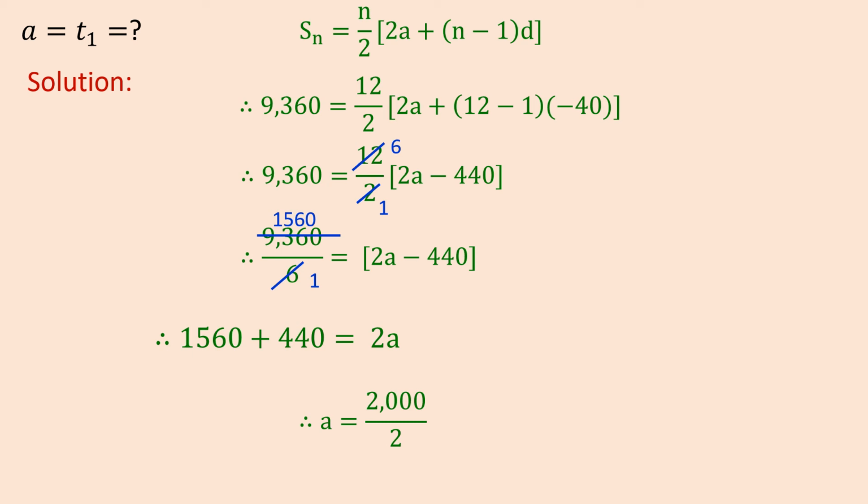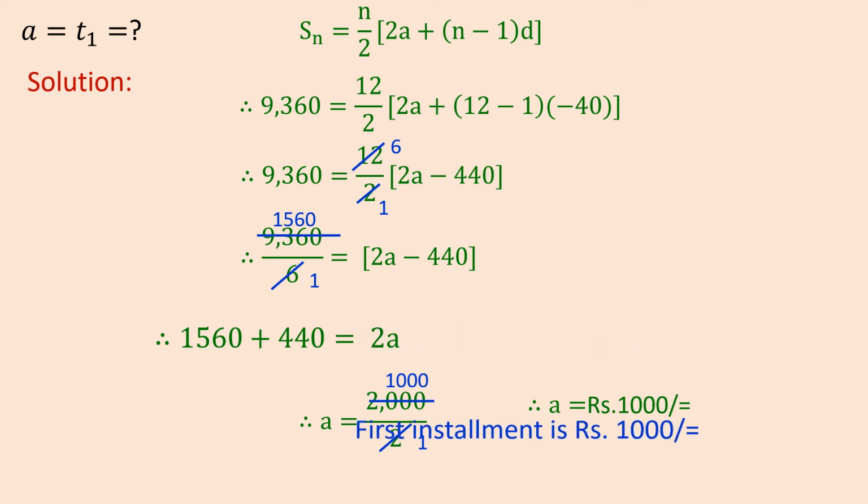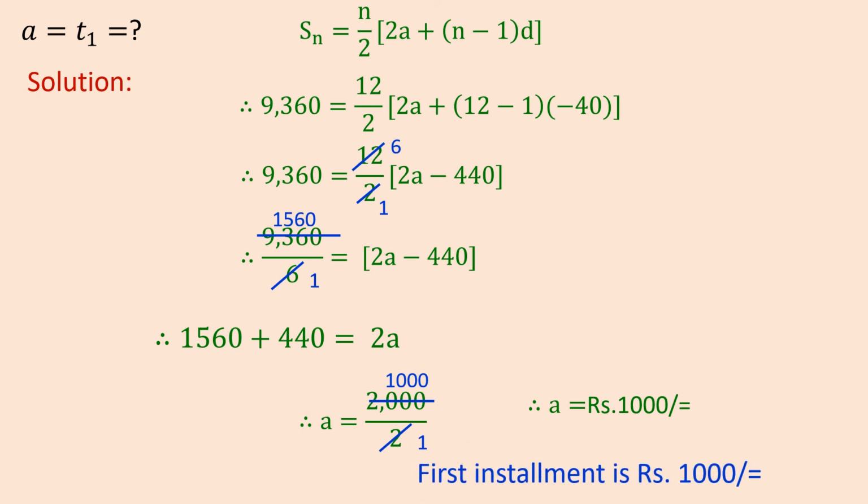And as you know, it is 2 into a, so when it is transferred to the other side of the equal sign, multiplication automatically becomes division. That's why we got a equals 2000 upon 2. When I further simplify, 2 one time and 2 one thousand times. Therefore, what do I get? a equals rupees 1000. What is a indicating? The first installment. So the first installment will be rupees 1000. Now let us go for the next one.